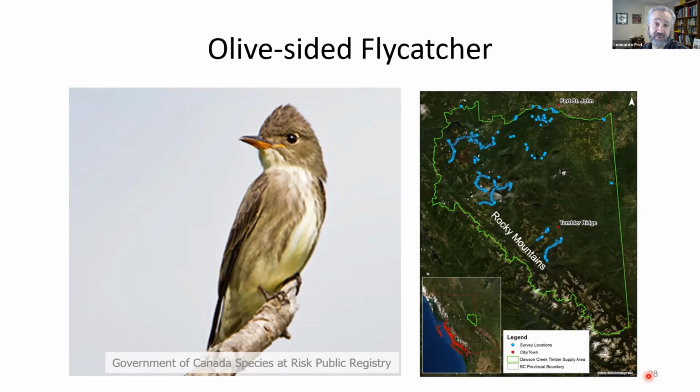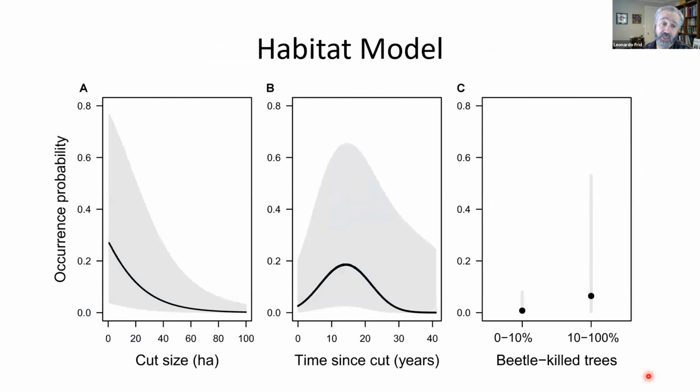understand the habitat preferences of olive-sided flycatcher. And so here we can see that they like small forest clearings. So this is areas where there's been cut blocks, and they tend to prefer areas where there's smaller cut blocks, and where the time since cutting has been intermediate. So they don't like areas that have been very recently cut, and they don't like areas that have been cut a long time ago. They also prefer areas that have been affected by mountain pine beetle.